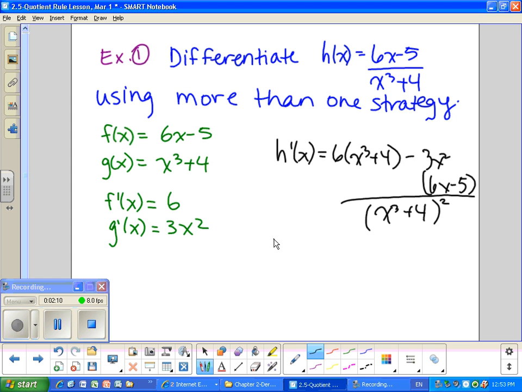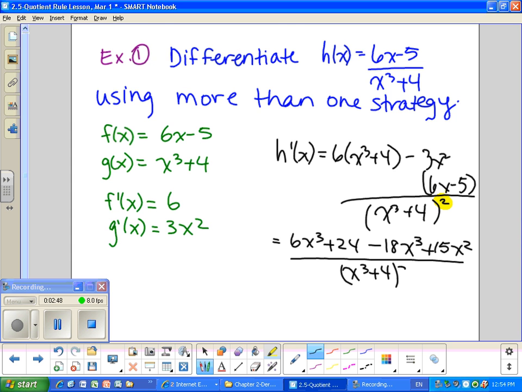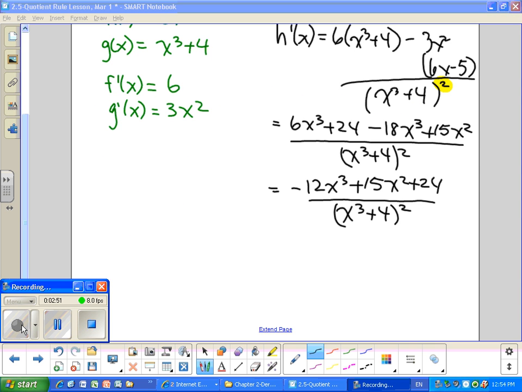I'm really only worried about simplifying the numerator because sometimes you might have a denominator where this right here is like to the power 4. I wouldn't expect you to expand that and simplify that. So in general, leave your denominator as is and then expand your numerator. Although if you expand your denominator, it's still right. It's just more work. So we have 6x cubed plus 24 minus 18x cubed plus 15x squared all over x cubed plus 4 squared. So after simplifying, that's what you should have.